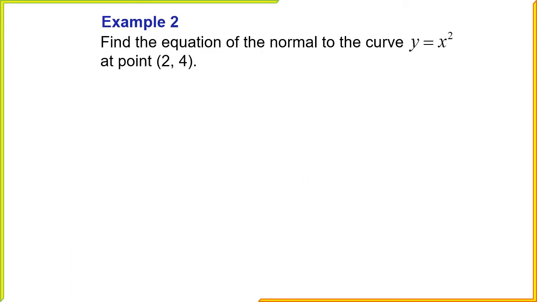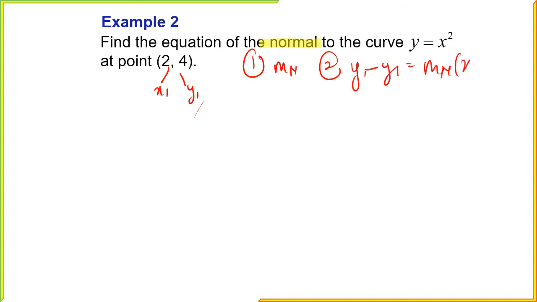Okay? So example 2. Find the equation of normal to the curve y equal to x squared at point 2, 4. So now we have point A here, x1, y1. And then we want to find the gradient of normal. Okay, the first step is to find the gradient of normal, mn. The second step is to find the equation by using y minus y1 equal to mn of x minus x1. You don't have to find the equation of tangent for this one.